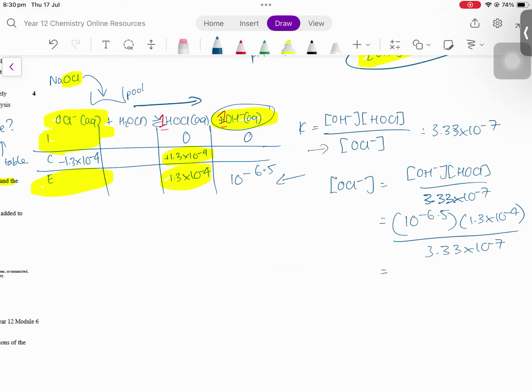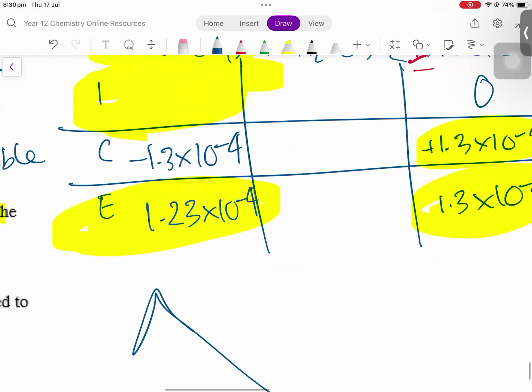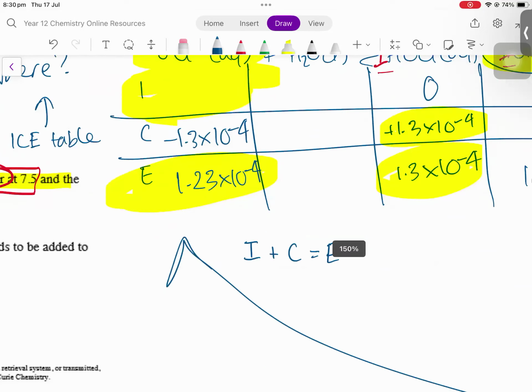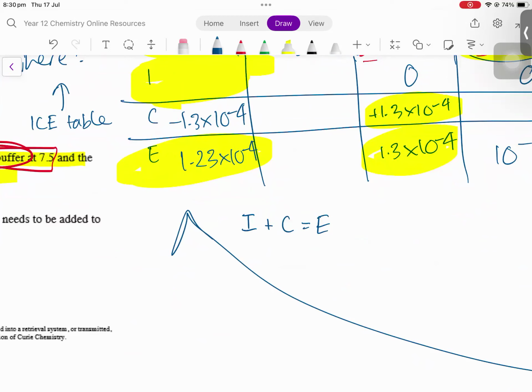Now, when you pop this into the equation, the number that you get out of your calculator for OCl minus is about 1.23 by 10 to the minus 4 molar. So that's going to be what I put into here, 1.23 by 10 to the minus 4. Which means whatever it started off as, plus whatever the change is, should give you the equilibrium. I plus C is going to equal E.